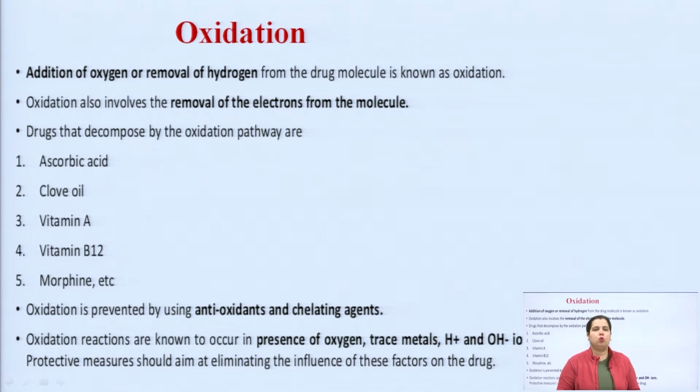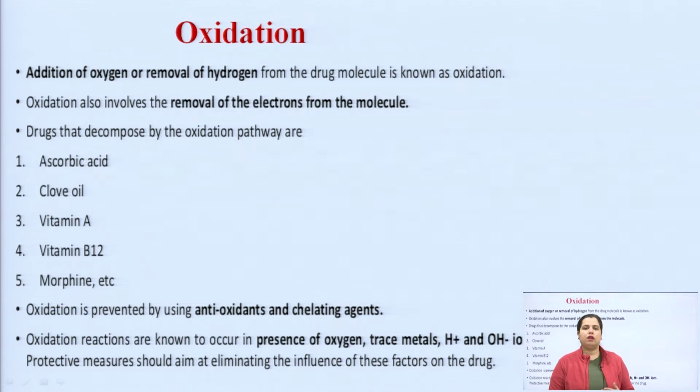Oxidation reactions are known to occur in the presence of oxygen, trace metals, hydrogen ions and OH ions. Preventive measures should aim at eliminating the influence of these factors on the drug. So, our target is to avoid these particular types of factors which affect the oxidation reaction in a particular drug, and it may cause drug degradation.